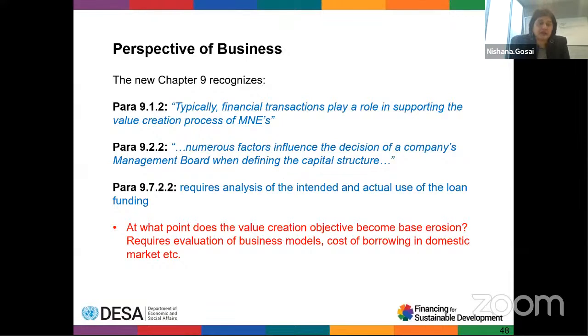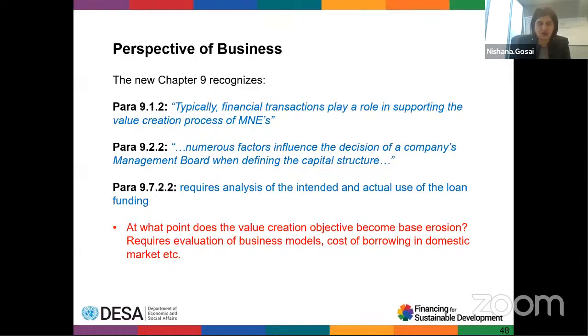Paragraph 9722 of the guidance makes a very important reference, and it says that it's important to analyze the intended and actual use of the loan funding. And I find in many tax administrations, the actual application of the loan becomes an afterthought when you're doing a transfer pricing analysis, running the arm's length test in terms of debt capacity, creditworthiness, and evaluating the interest rate.